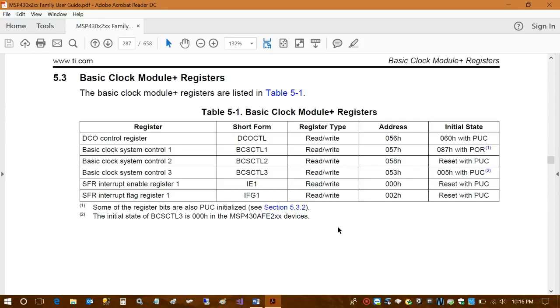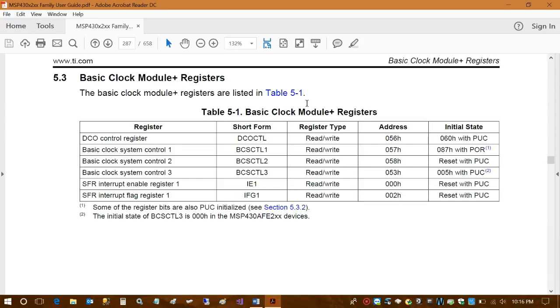MSP430X2XX family. It's been a long time that I've been giving the basic introduction to the X2XX family, and now I would like to discuss the registers that are required to be configured for the basic clock module plus. As I had told in my last session, you need to configure the registers and the bits in the registers in order to get the clocking done.